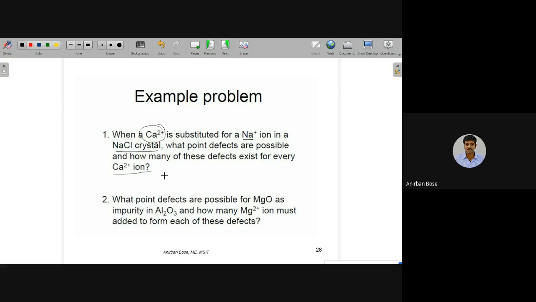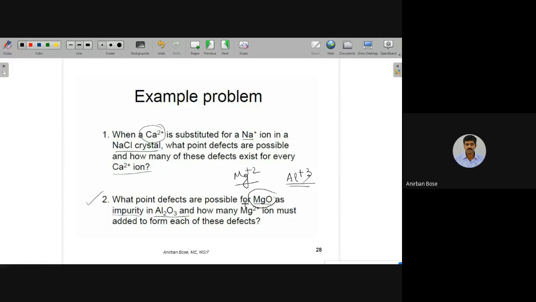Next, you see for the second problem, what point defects are possible for magnesium oxide as impurity in Al2O3. So the basic structure is Al2O3, where aluminium has a charge of plus 3. Now one of the aluminium plus 3 is substituted by magnesium oxide. That means one of the aluminium plus 3 is substituted by magnesium 2 plus.